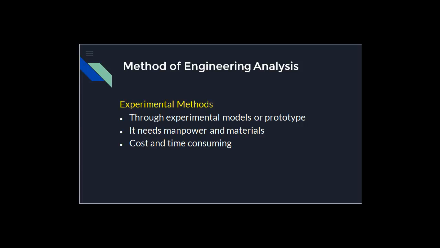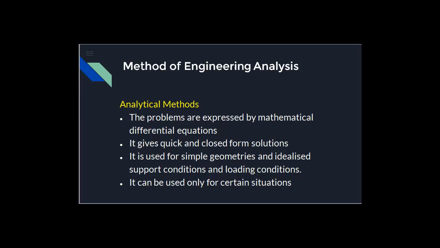But we cannot employ the experimental method of engineering analysis for all types of structures, as that will ultimately increase the cost, and it is also time consuming. The second method is the analytical method. The whole problem is expressed by a mathematical differential equation. It gives you quick, closed-form solutions. It is used for simple geometries and idealized support and loading conditions in a civil engineering structure. It can be used only for certain situations, but not for a structure which is assumed to be critical.